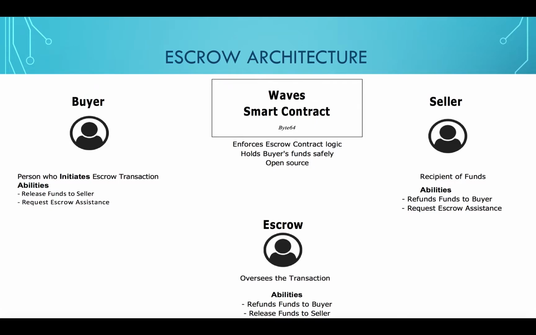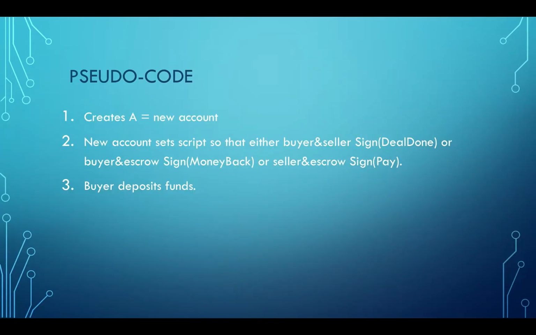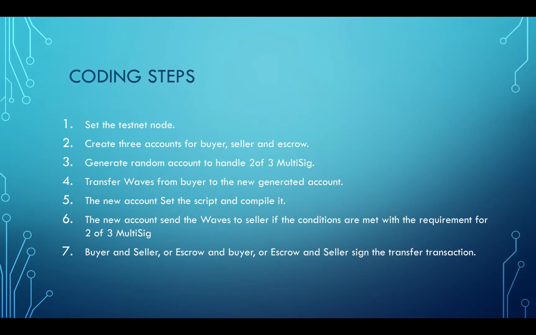And here we can see the pseudocode that first we need to create a new account. This new account will set the script so that either buyer and seller sign, so the deal is done, or buyer and escrow sign, get the money back, or seller and escrow sign for the payment. And third one, buyer deposits, of course, the funds.